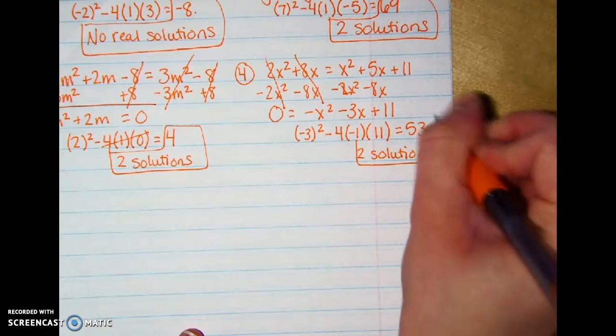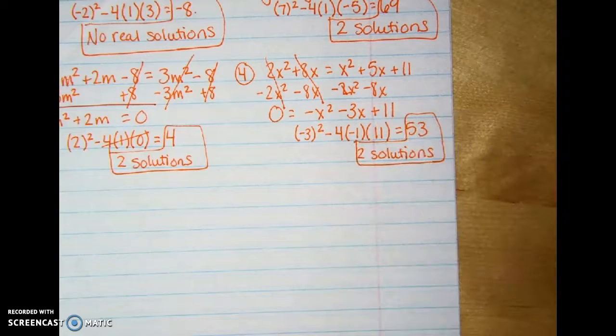The majority of discriminants that you will find will get you 2 solutions. I will tell you on your assignment that you have, most of them will be 2 solutions. Your assignment is a worksheet, and it is on the corner of my desk that you can come get.